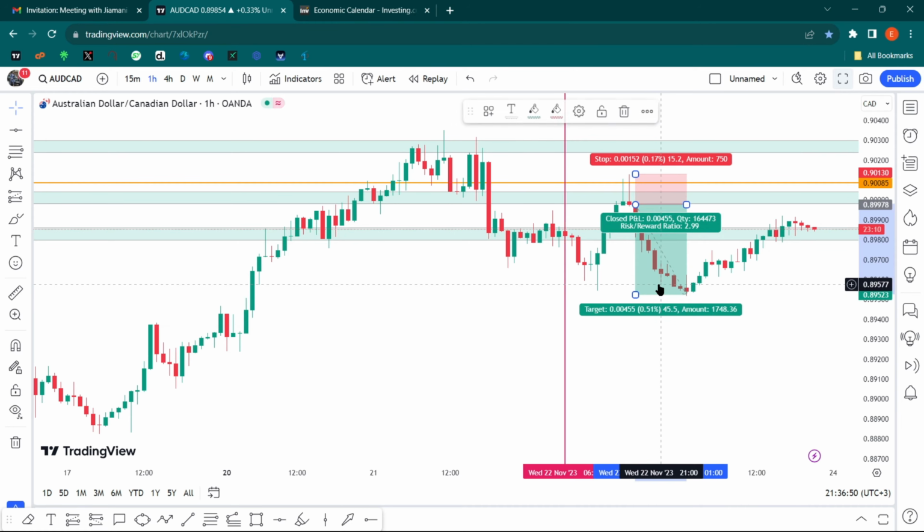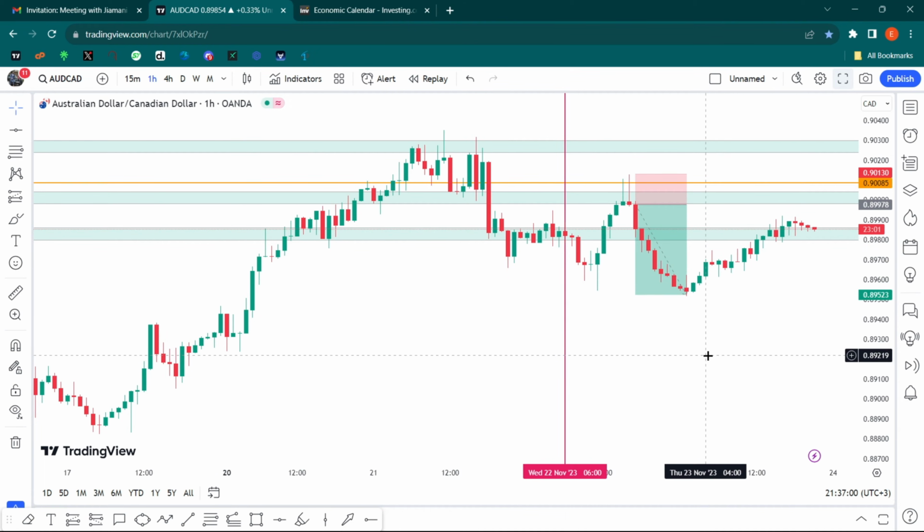This is my latest trade setup that I took yesterday with a very tight stop loss of about 15 pips and a take profit of 45. So it's more of an intraday setup. Literally within a few hours, you should be out of the market.